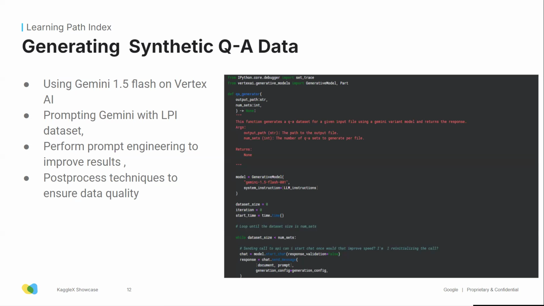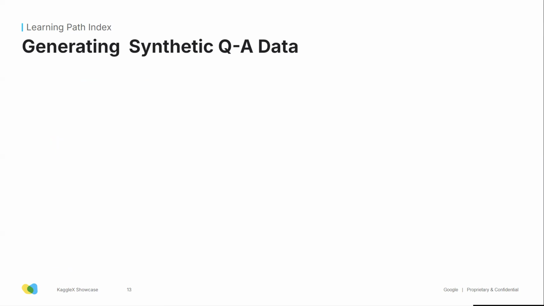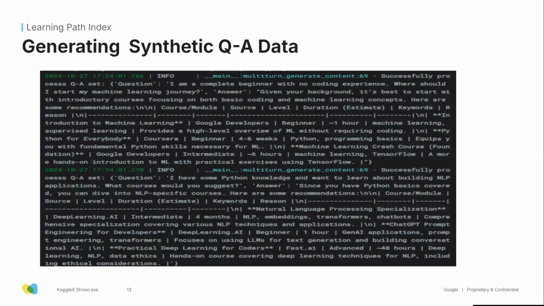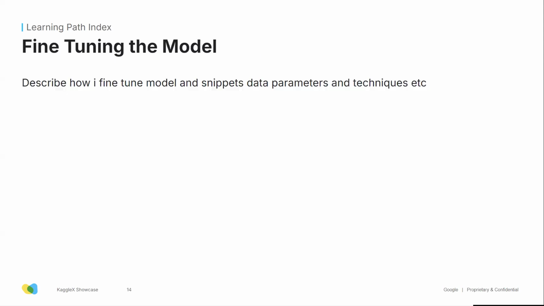After doing a lot of prompt engineering, I had to include some post-processing techniques since the model would sometimes hallucinate and forget things or just not finish a Q&A set. That's where the post-processing techniques help ensure the data quality. And these are examples of the dataset, turned into tabular form based on the question.